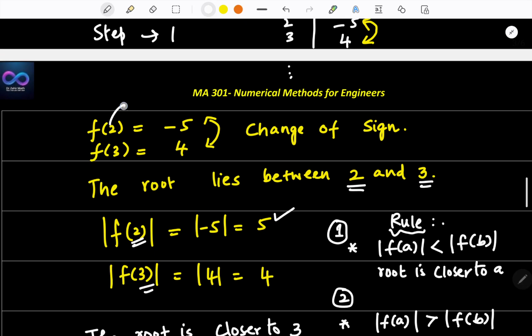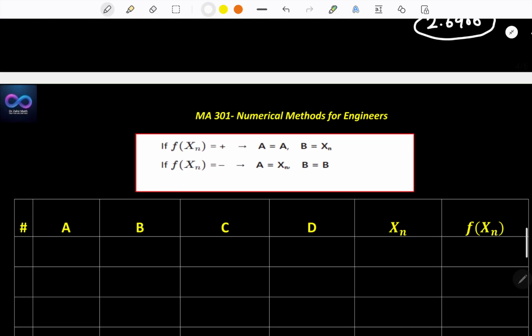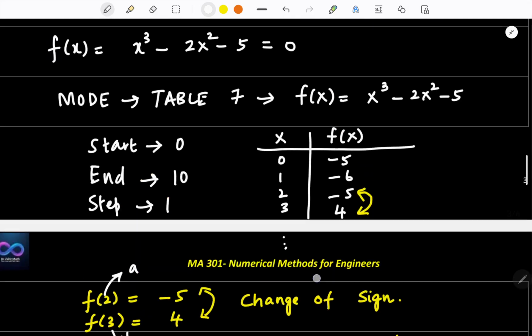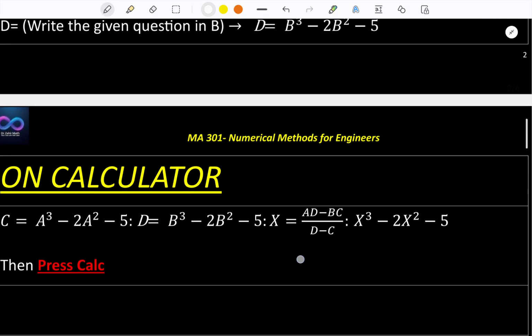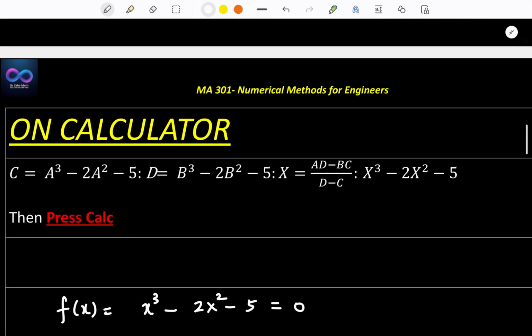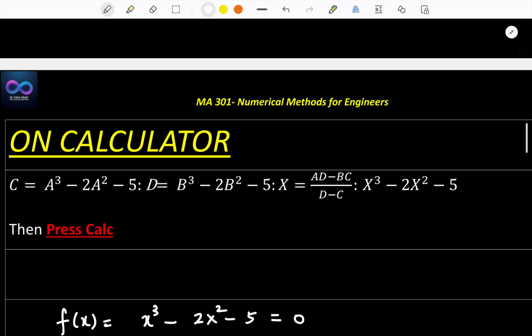Now this is your a and this is your b. Okay, right. Now you have to start your table. Before starting the table, what should we type in the calculator? Here the formula is too big. In the last bisection method, we put the formula C is equal to A plus B divided by 2 and then colon, and we put the function, that is the equation, in terms of C. But here it's different. Look at the equation. C is equal to A cube minus 2A square minus 5.